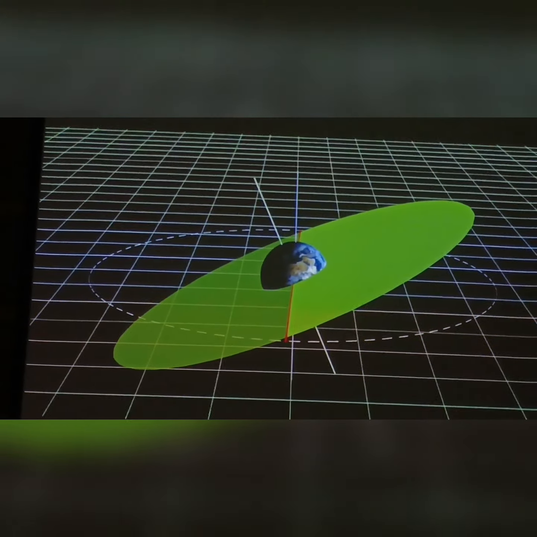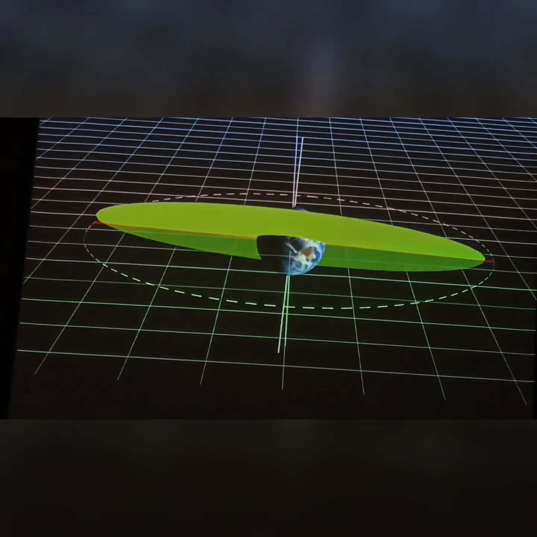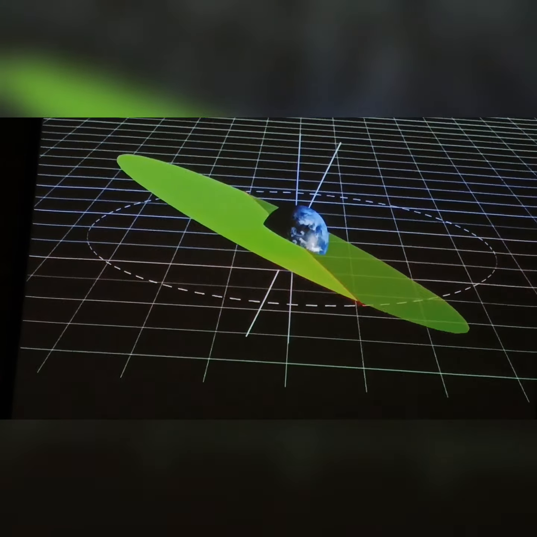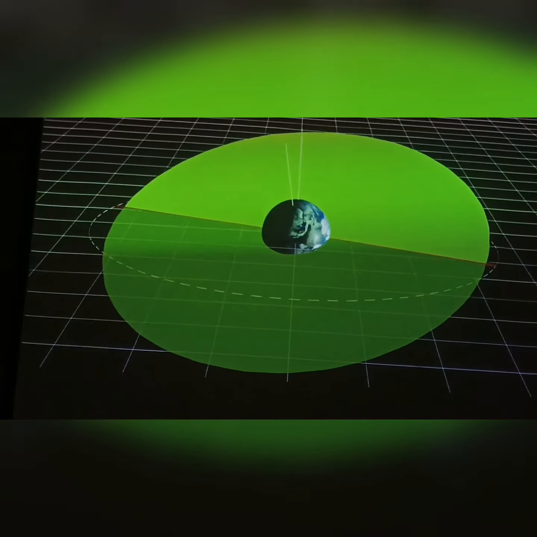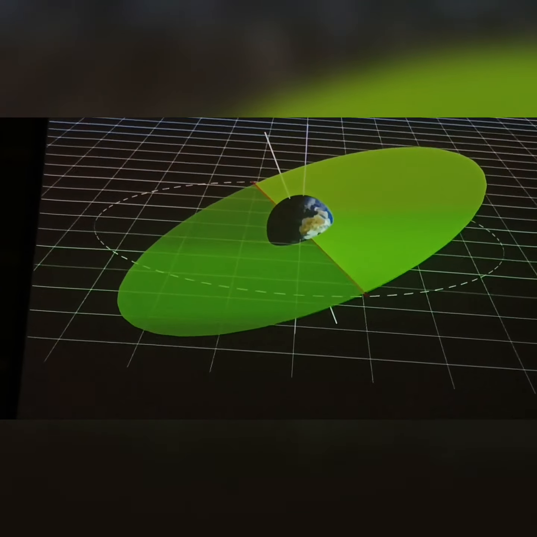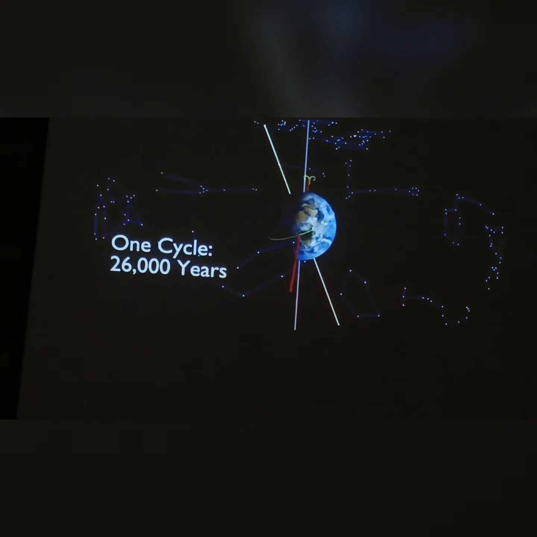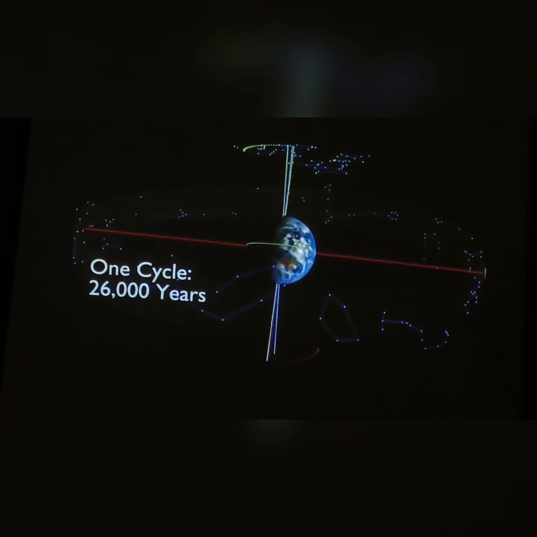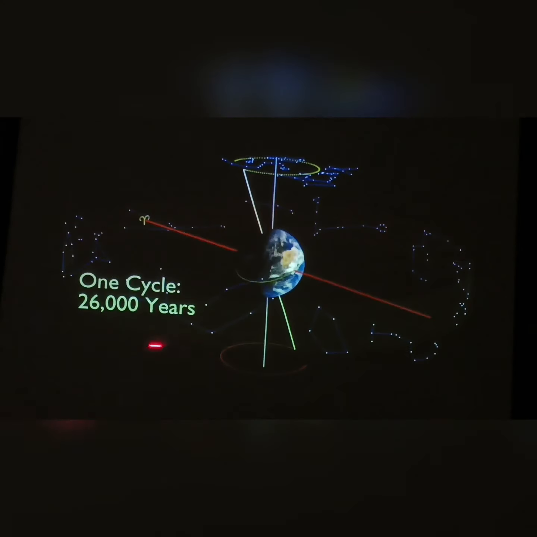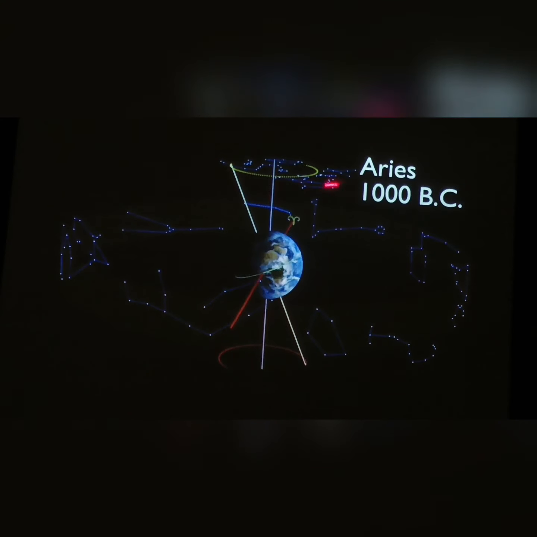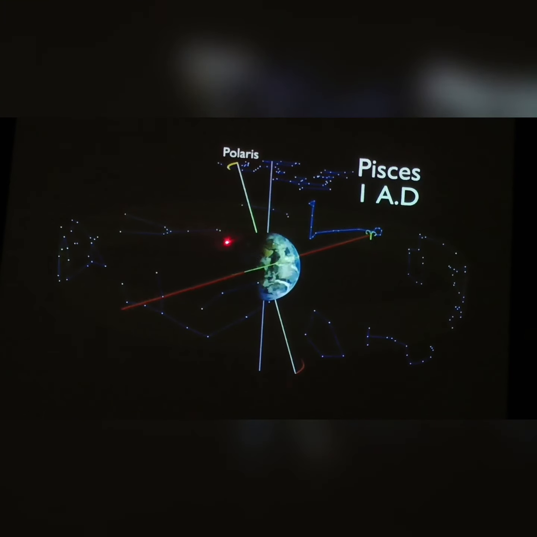So this green one is the equatorial plane, and this dashed circle is the apparent motion of the sun. So we have the celestial plane. This is the belt of the zodiac, the constellations around the zodiac.